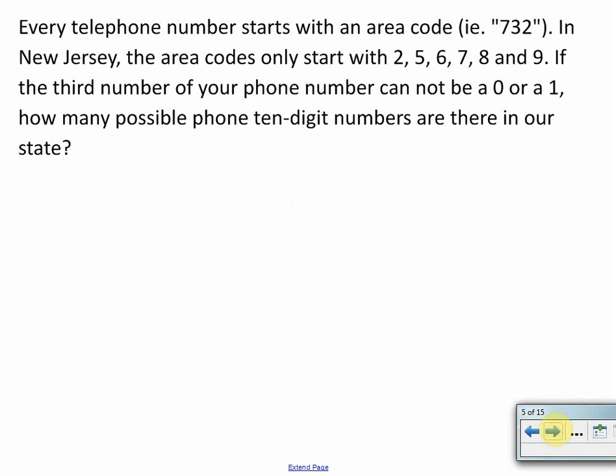Every telephone number starts with an area code. So you might have an area code of 732. I have an area code of 201. You might have an area code of 908. In New Jersey, though, area codes only start with a 2, 5, 6, 7, 8, or 9. The 4th number of your phone number cannot be a 0 or a 1, so you couldn't have something like 732, 0, 6, 4. How many possible 10-digit numbers are there in our state?